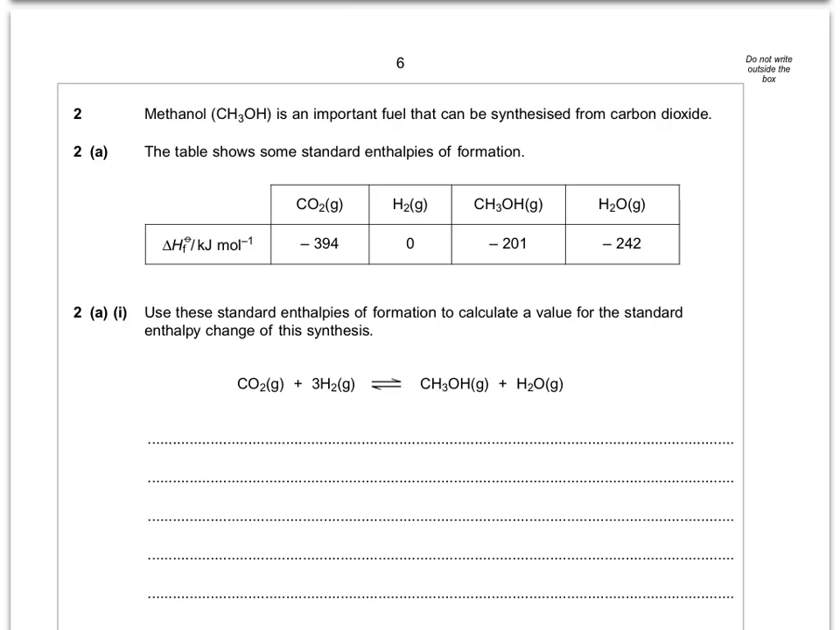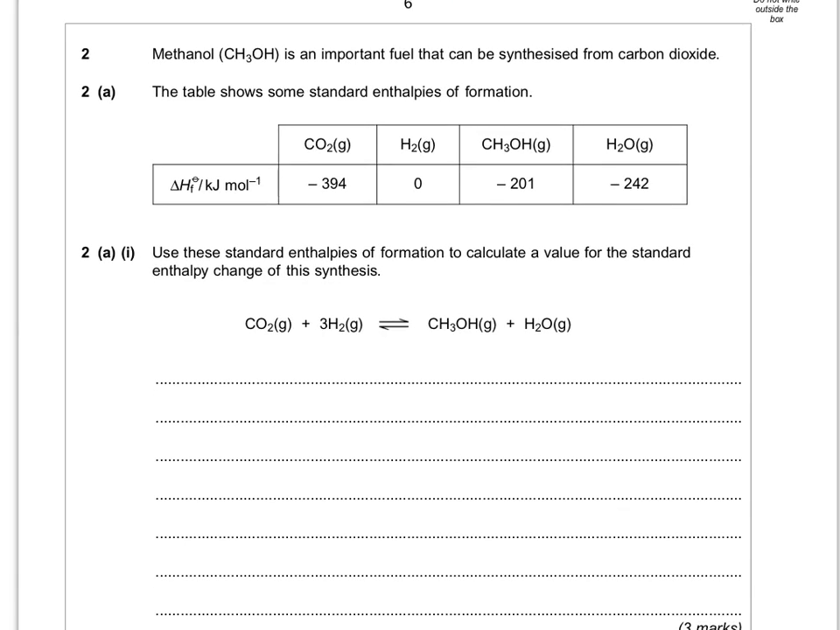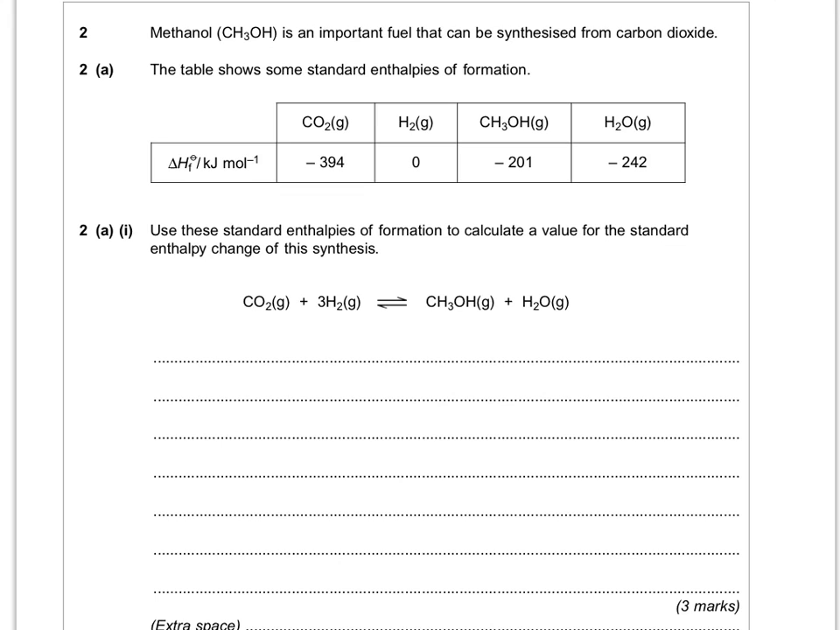And now we have a Hess's Law question, which a lot of you seem to like now, a lot of you getting this right. I'm going to go through it anyway, because there are a few silly mistakes made in this question. So it says methanol is an important fuel that can be synthesized from carbon dioxide. The table shows some standard enthalpies of formation. So formation enthalpies, your arrows are going to go up first, and you've got to basically work out the delta H for this reaction.